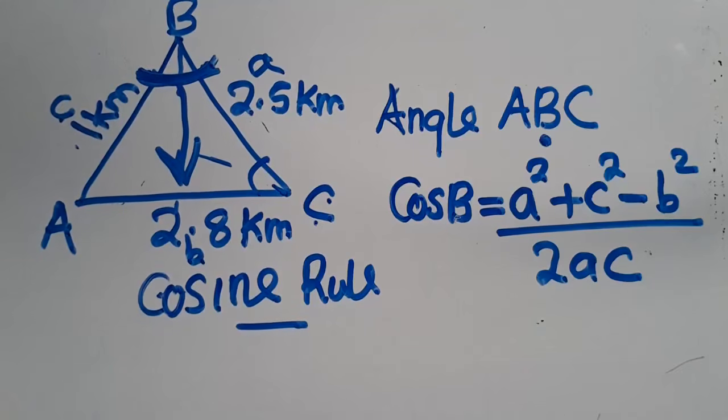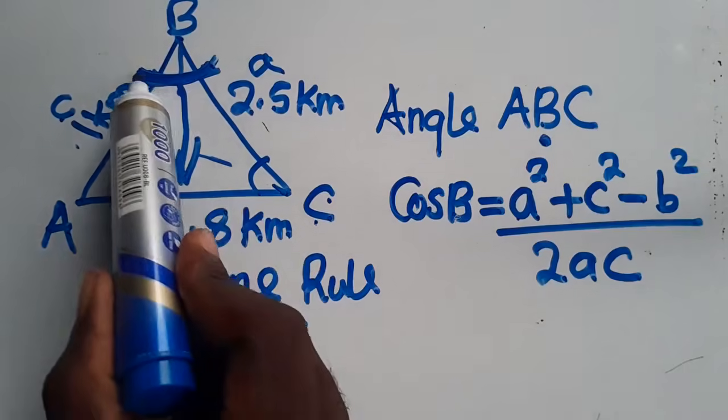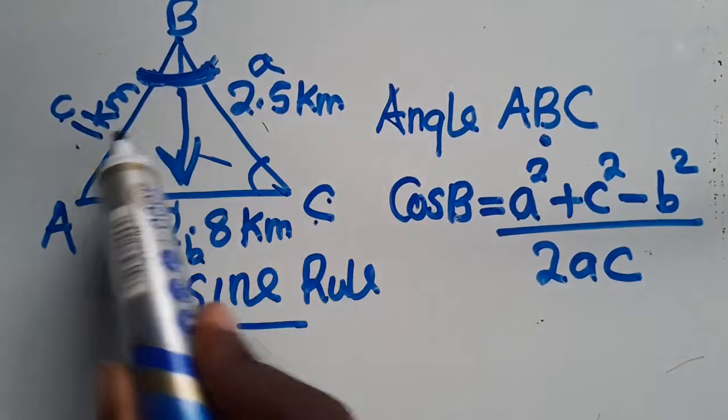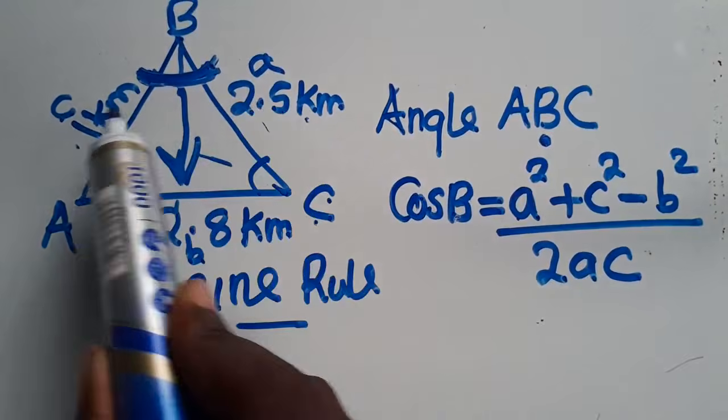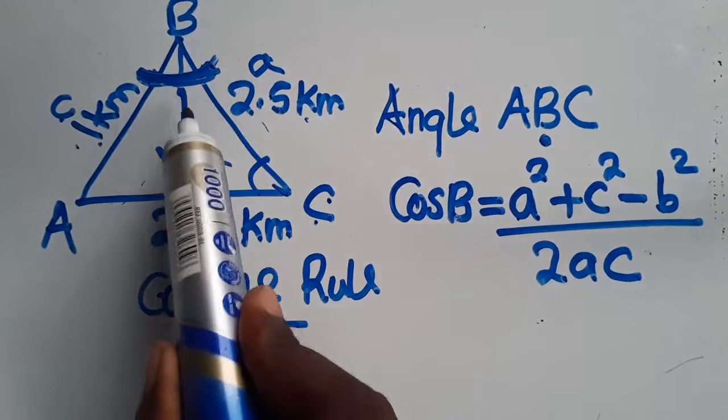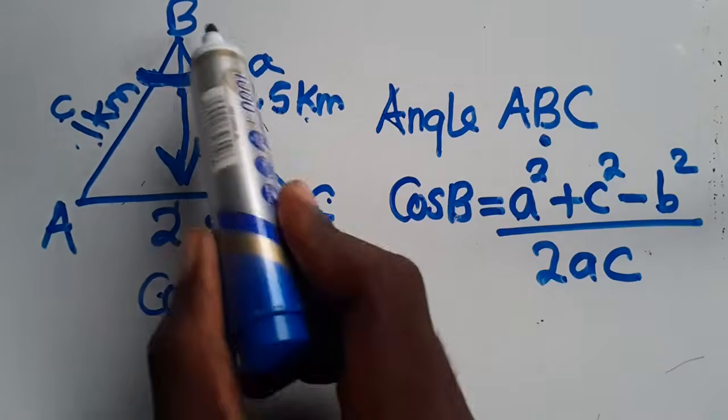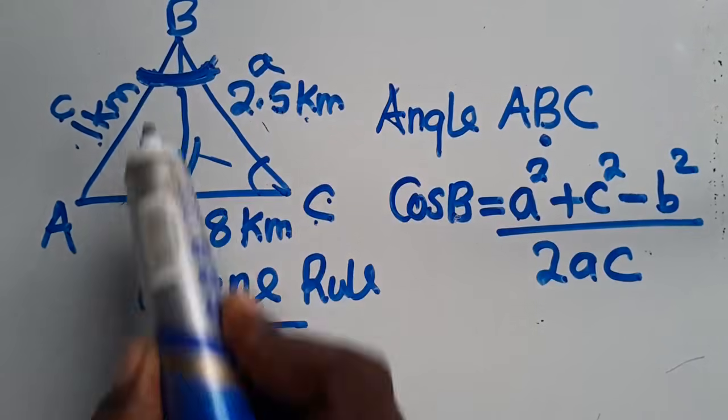Not on another question where you see different letters, then you start putting A, C, what? No. On this, the same way I've explained, you say cos B, you add these two sides and square them. These two sides are the ones that are putting this angle in the middle. Then minus the side which is opposite.